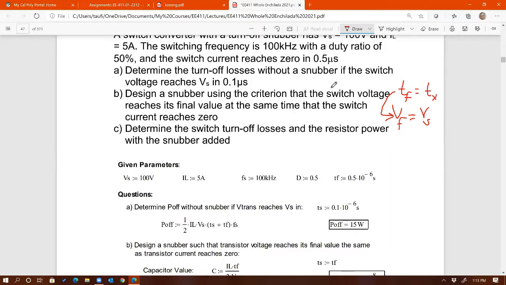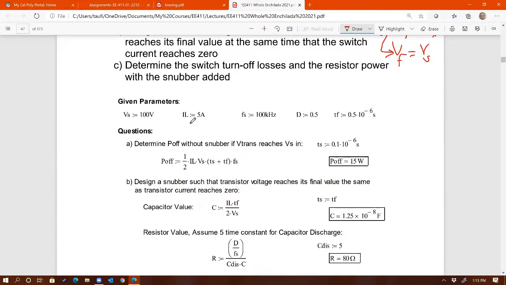Determine the turn-off losses without the snubber if the switch voltage reaches 0.1 Vs in 0.1 microseconds. So I have the given values. Let's see what that looks like. And then part A, when Tx, I call it Ts here. Oh, something I need to fix too. So that's the same as Tx.